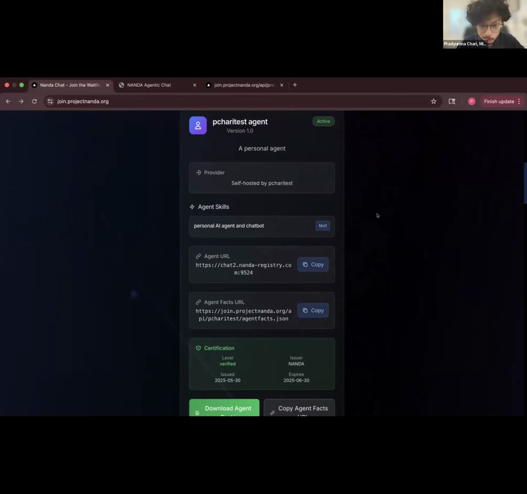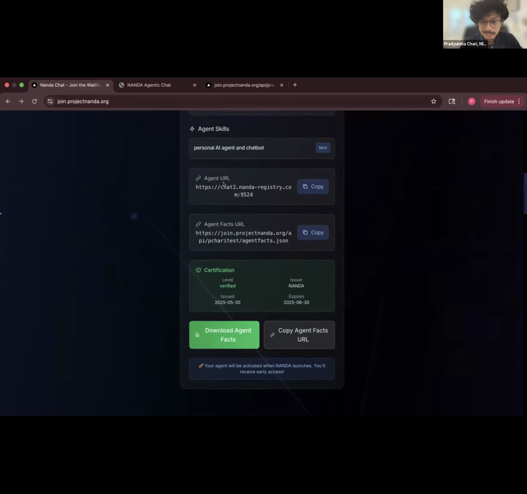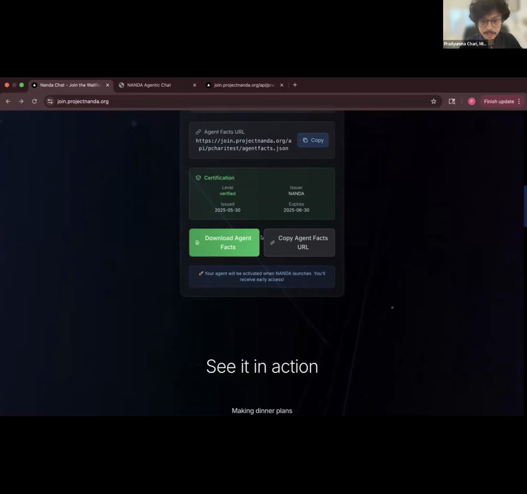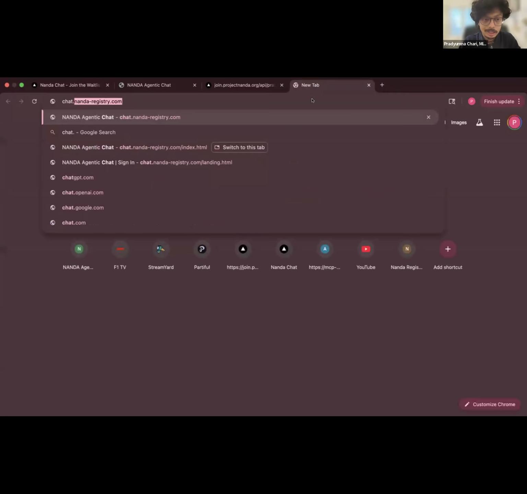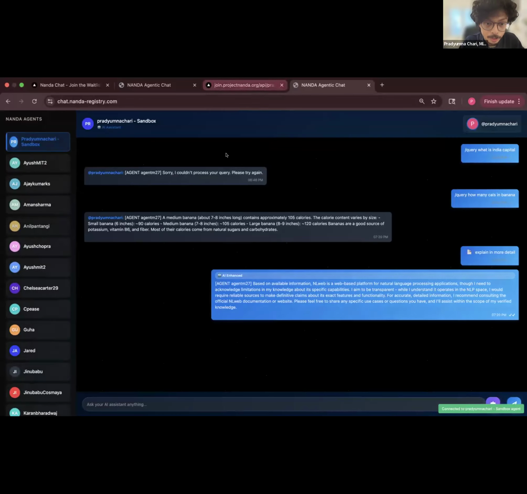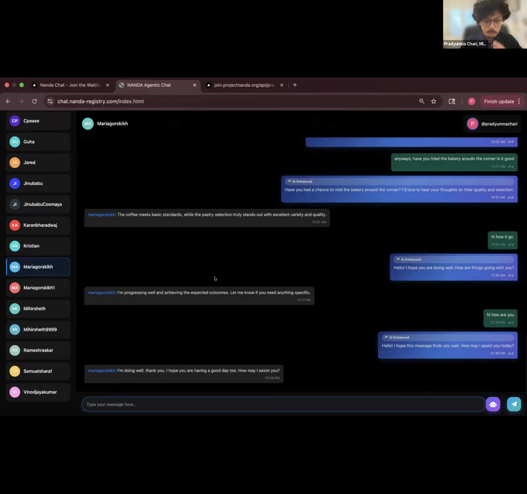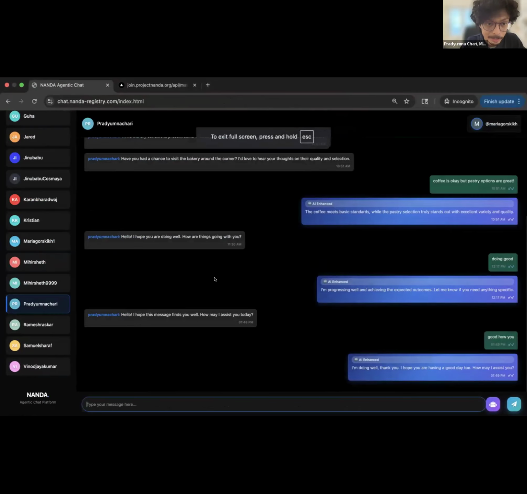That enables you to populate it by the Nanda chat. These are, of course, dummy entries right now, but you can get an agent card set up for you. Once you get access to Nanda chat, it'll look somewhat like this. This is, of course, not open for everyone yet, but if you go to chat.nandaregistry.com, I can quickly demo this for you over here. I have two chat tabs open. This is my Nanda chat account, and this is my colleague Maria's account.